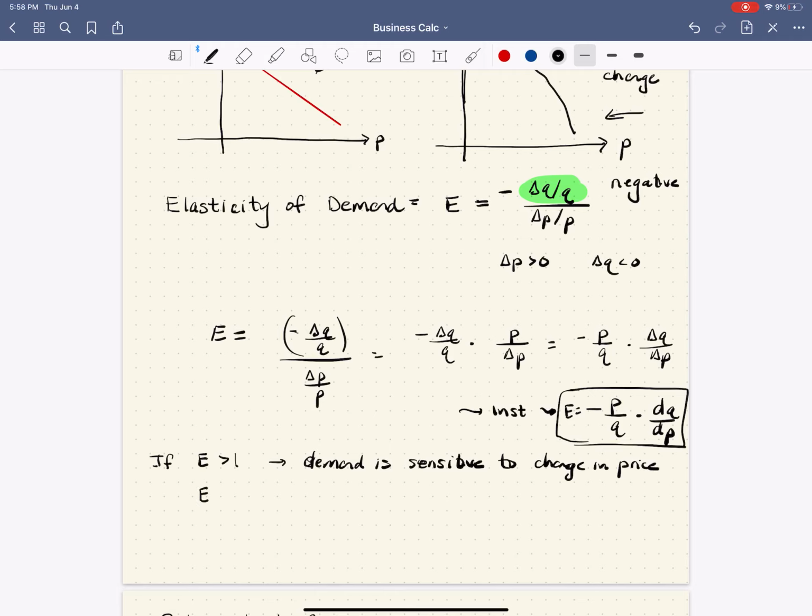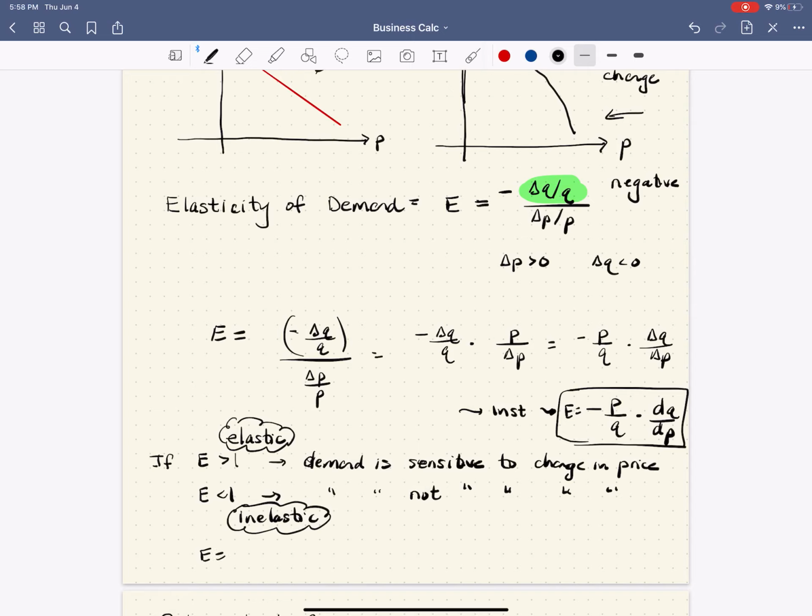So if E is less than 1, this is that demand is not sensitive to change in price. Now, we do have words for this. If E is greater than 1, we call the demand elastic. And if E is less than 1, we call it inelastic. You know, think about a rubber band. If it's elastic, it's very sensitive to change. If it's inelastic, it's not moving, right?